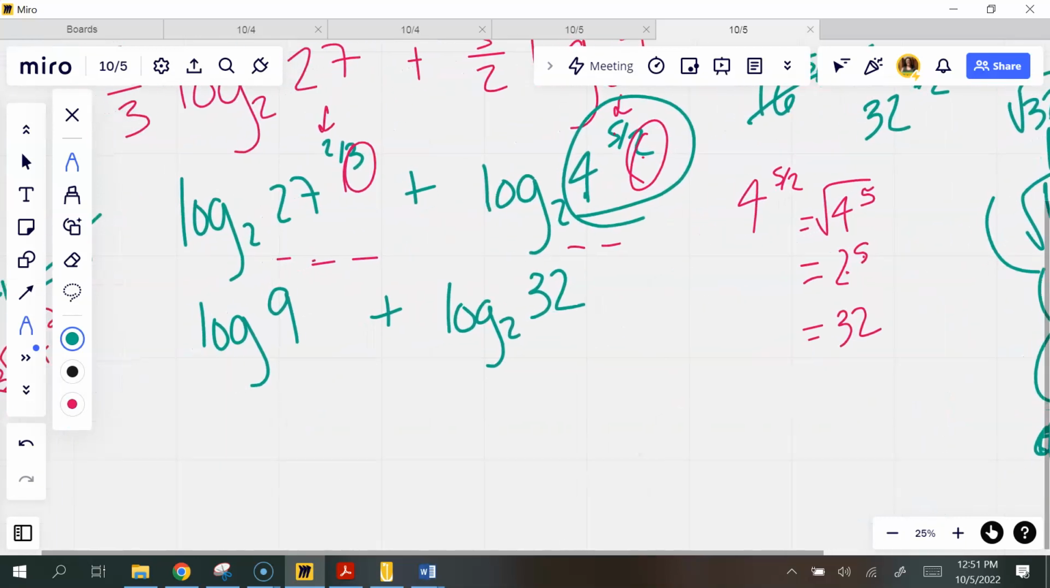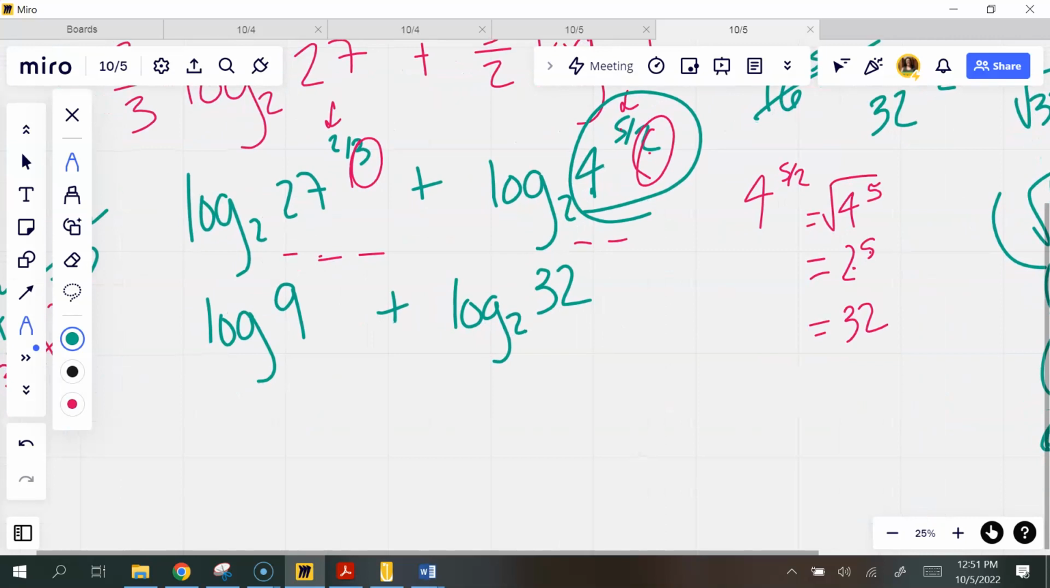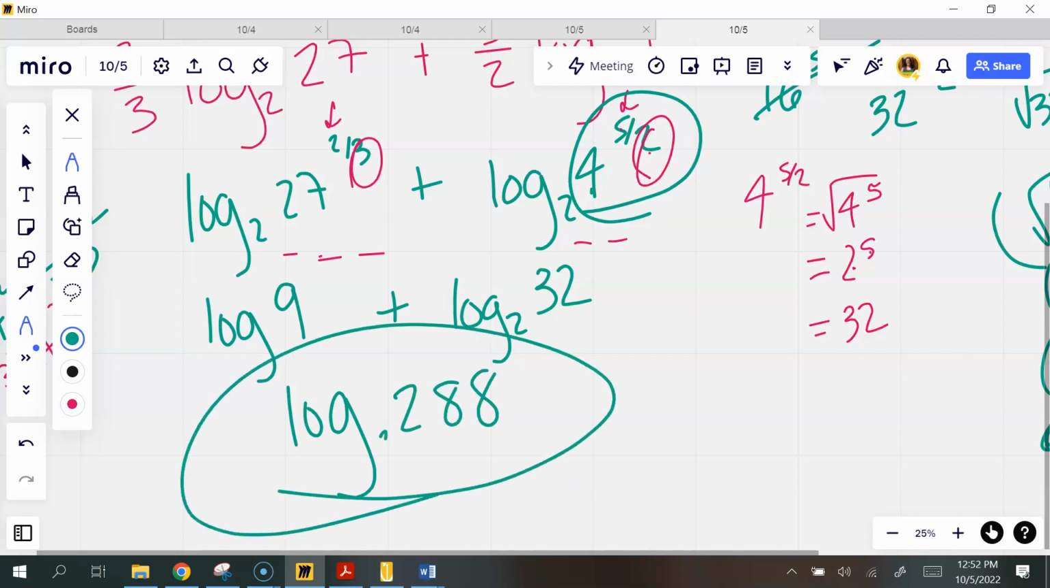Okay. I'm still not done with this because this is a condensed problem. So now because I am adding in the middle, that means I multiply, right? And I get log of 32 times 9, 288. That's right.